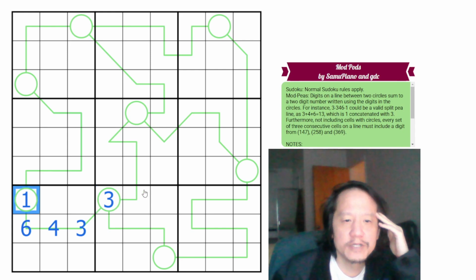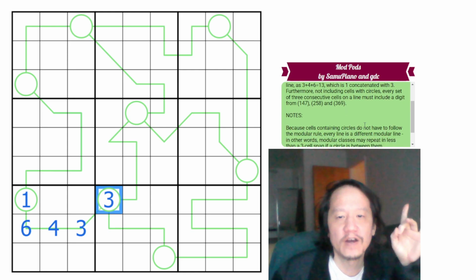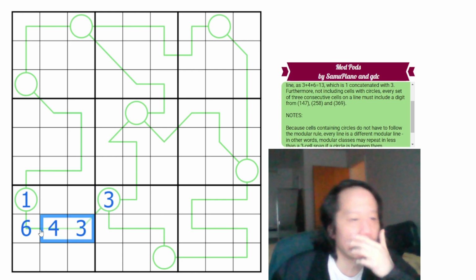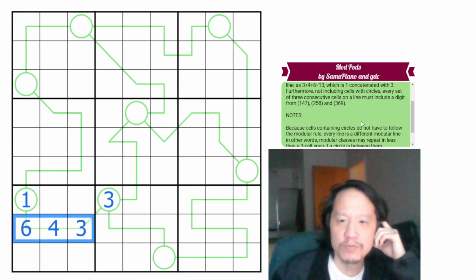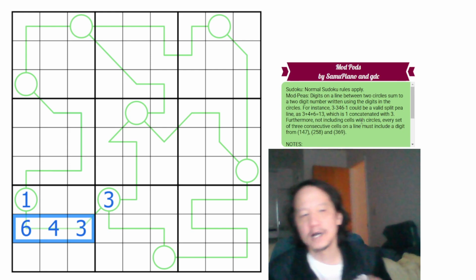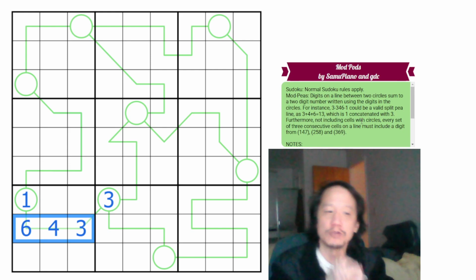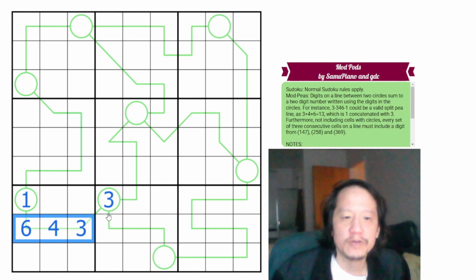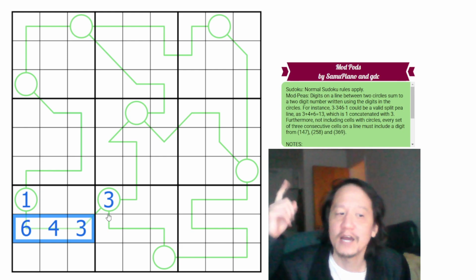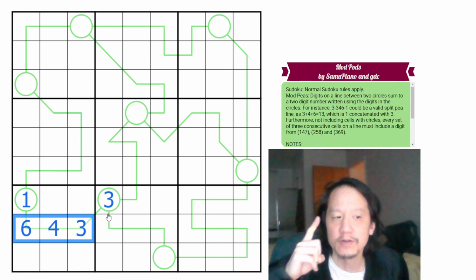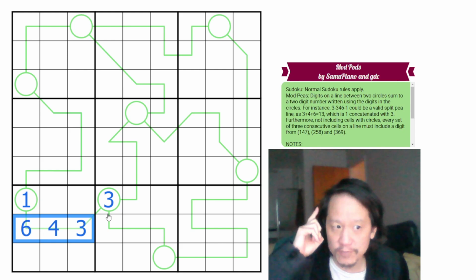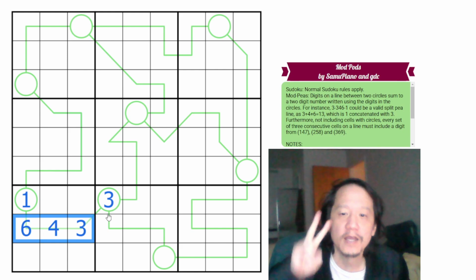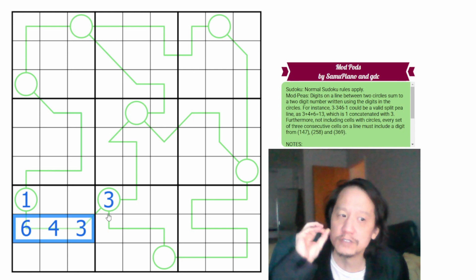Furthermore, not including cells with circles, every set of 3 consecutive cells on a line must include a digit from 147, 258, and 369. So this is why it's called mod P's, because it's a combination of split P and modular lines. On modular lines, you always have to have one from the set of 147, which is 1 mod 3, one from the set of 258, which is 2 mod 3, and one from the set of 369, which is 0 mod 3.